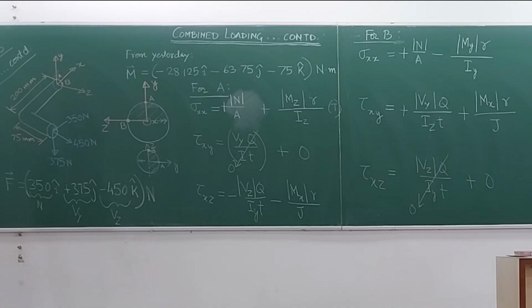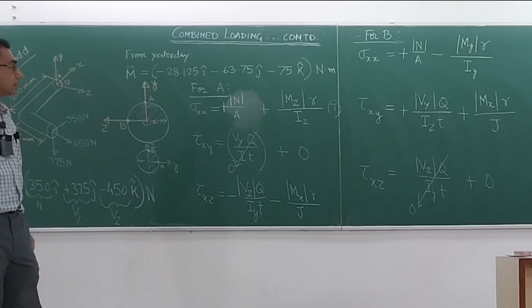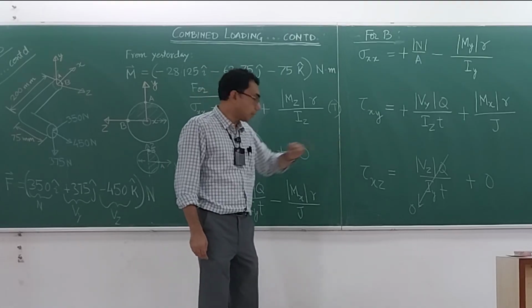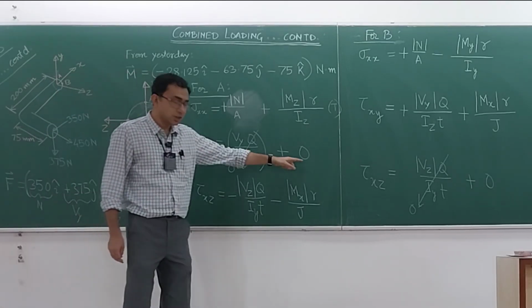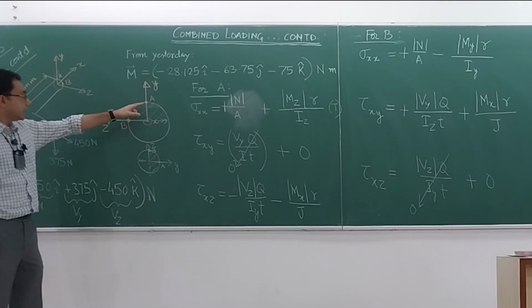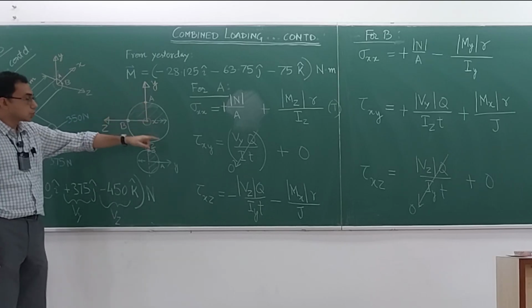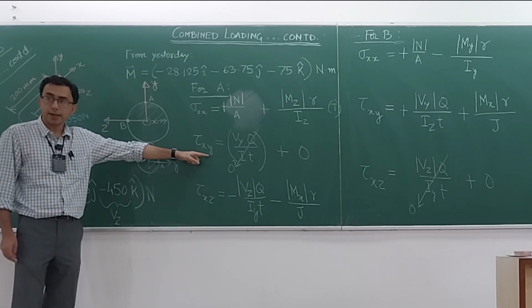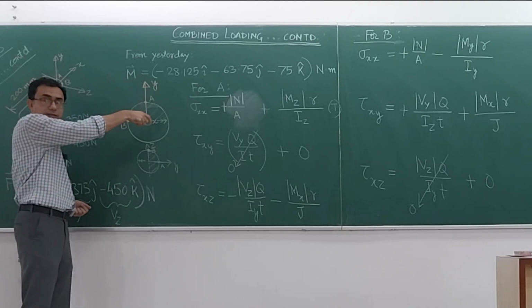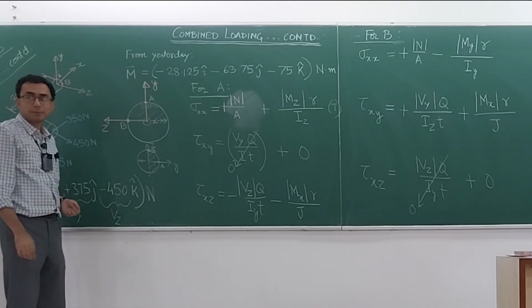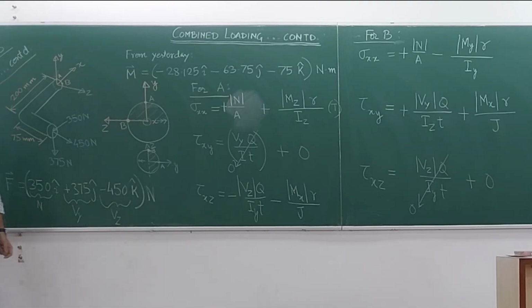Sir, for the TR by J term, is tau xy 0 for A? For A, which one? This one or this one? Tau xy? The second 0 term. This one, right? So at A, which direction are we interested in? The Y direction. Y direction is this one, but our torsion is like this, so it is actually in the Z direction. There is no contribution in the Y direction. That's why. So torsion is always in that tangential direction.